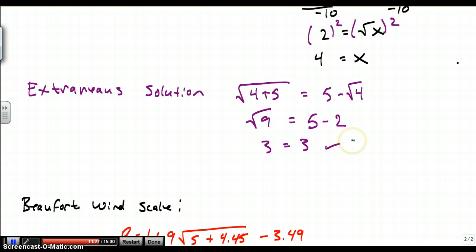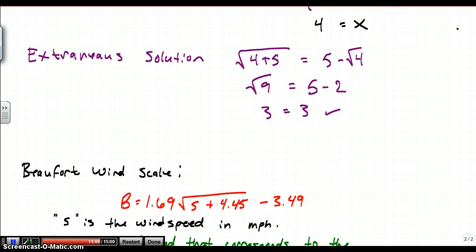So this works. There will be times when you square both sides and you'll introduce an incorrect answer. This is not the case, but you always have to check when you square more than once to see if you have extraneous solutions. Solutions that look like they work after you've solved it, but actually do not work in the original equation. And we'll see more examples of that in class.